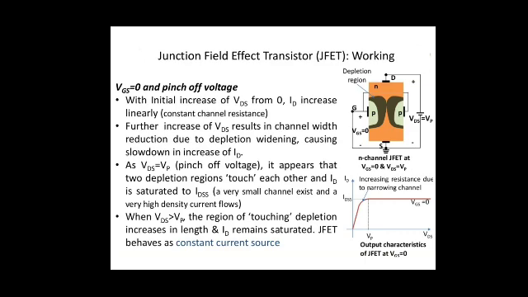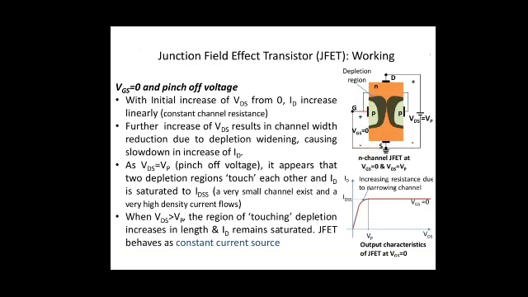Okay, so in this case, as it is an n channel JFET, your gate is made up of p type impurity. Since the gate is p type, in order to reverse bias it, you have to apply negative voltage. So here also you have to apply negative voltage. If I apply VGS equal to -1, that is reverse bias, what happens?